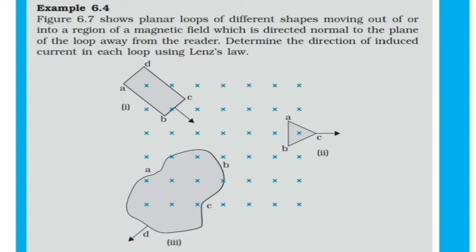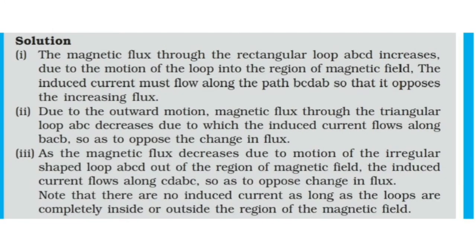To oppose the increase in magnetic field, the induced current should produce a magnetic field in the opposite direction. That means outward. So to have the magnetic field in the outward direction, the current should flow in CDAB direction. So the direction of current in that first loop is CDAB.